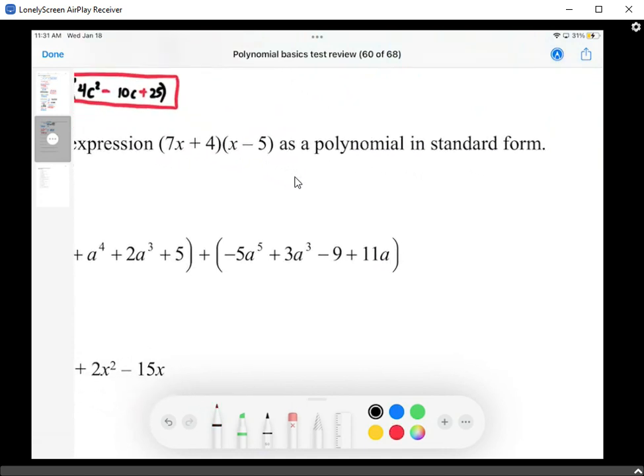Okay, so I'll draw myself a box just to make sure we're not missing anything. It's a good visual representation of what we're doing also. Okay, we'll have 7x plus 4. We'll have x minus 5 and multiply it all out. I'll use a different color for the middle there.